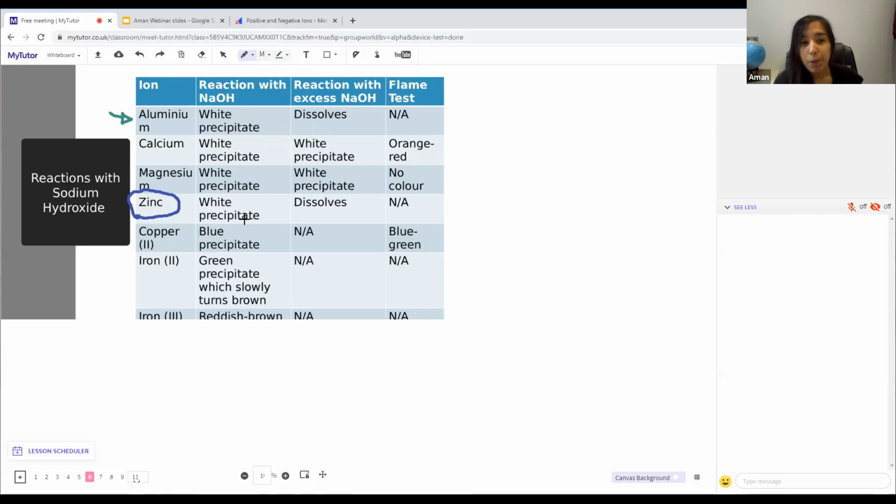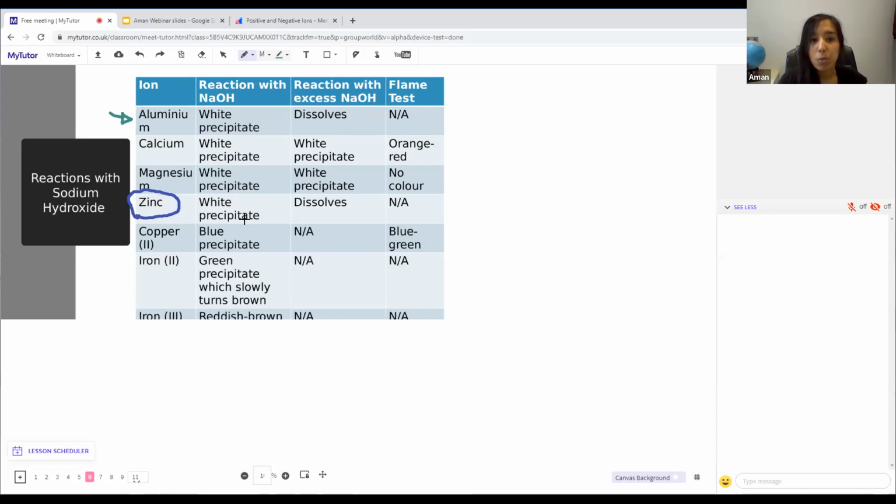So we'll go through each of them in turn. If we have a sample of aluminium, first of all, we know that there's no flame test color for aluminium, so we can't do a flame test to test for aluminium. So how do we test for it? Well, we add sodium hydroxide. And when we add sodium hydroxide to aluminium ions, we get a white precipitate. And precipitate is just a fancy word for solid. So we get a white solid.